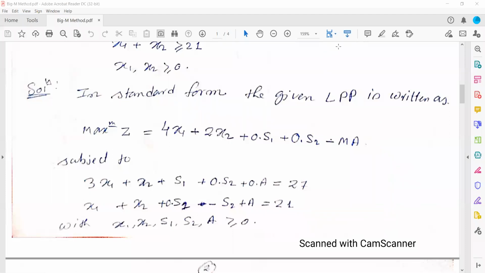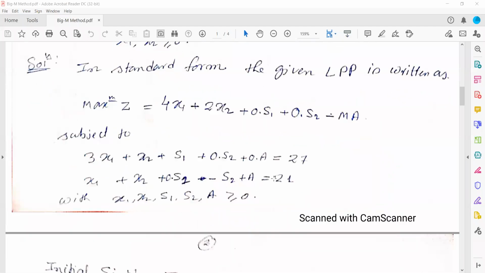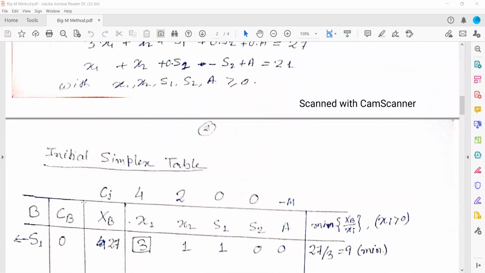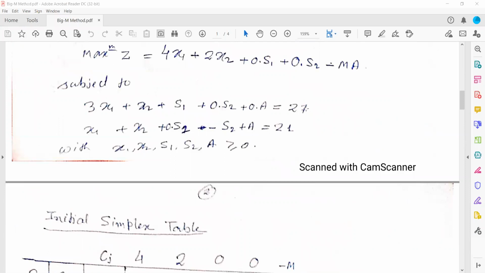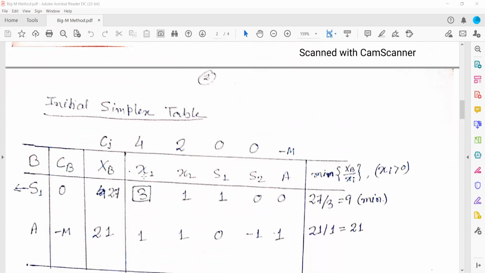First you write the initial simplex table. You know how to write it. First is the basic variable. Then this is the coefficient of the basic variable in the objective function. Then xb is your constant vector. Then the variables are x1, x2, s1, s2 and a. Then Cj, which is the coefficient of the variables in the objective function.